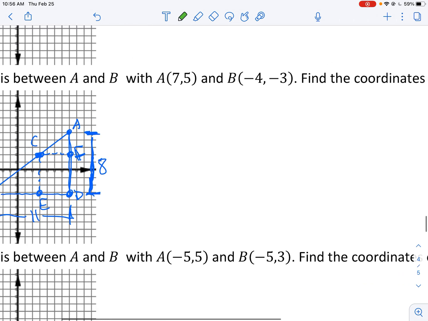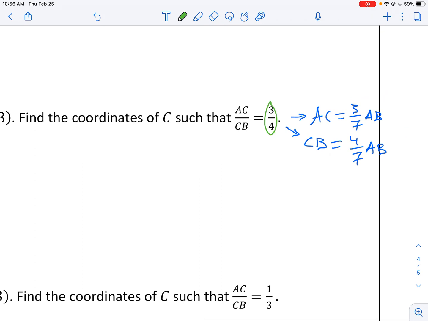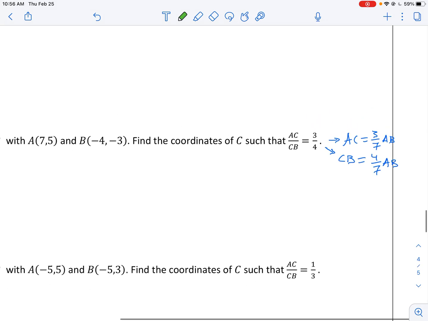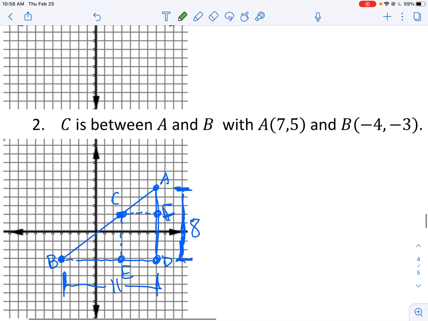And so if you want to get this scale factor to get AC, you just do these two numbers added, and that's the denominator. And the top numbers of these scale factors are going to be these two numbers here. Okay. And so the distance from A to C is going to be 3/7 of A to B. And the distance from C to B is going to be 4/7 the distance from A to B. Right? If you add those up, that's the entire distance from A to B, by the way. And so we have those scale factors. Hooray. We're going to use them to get the coordinates for C.